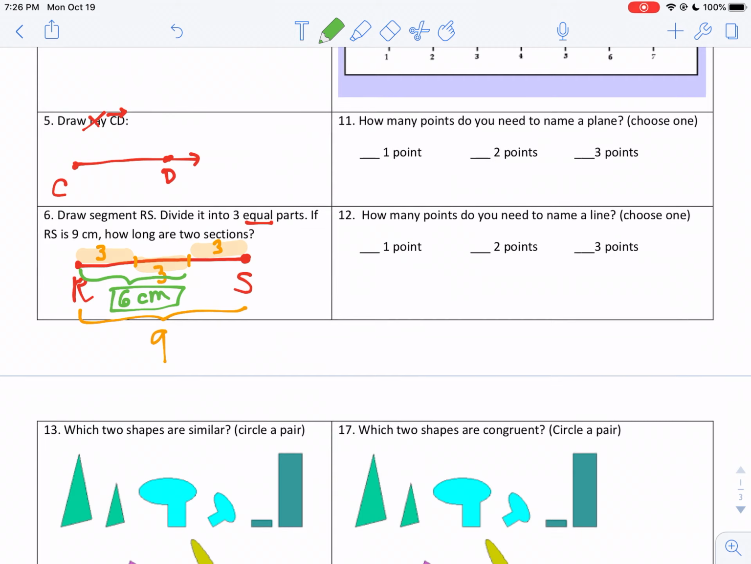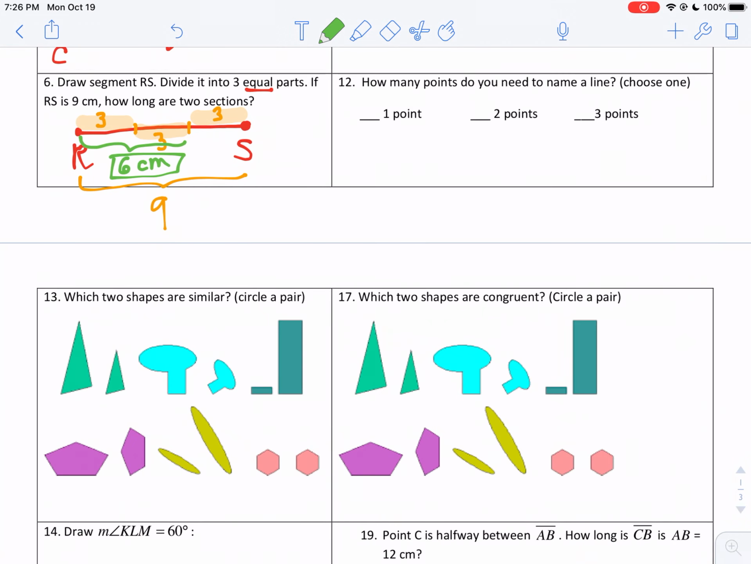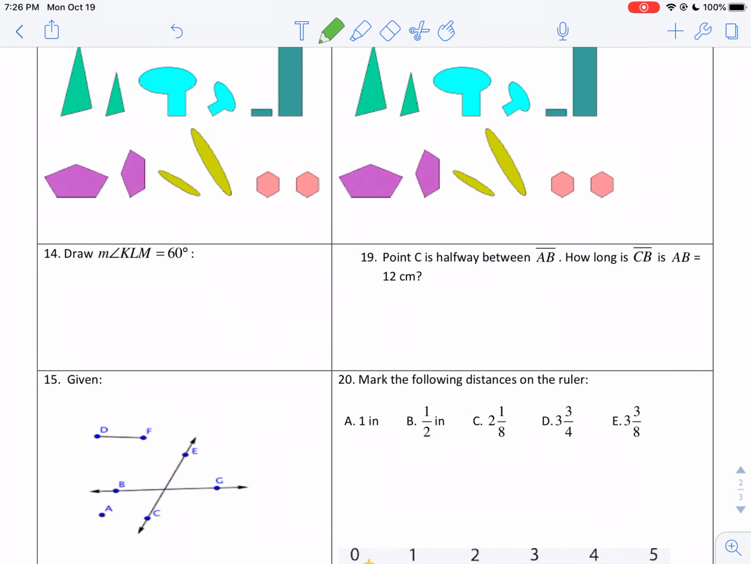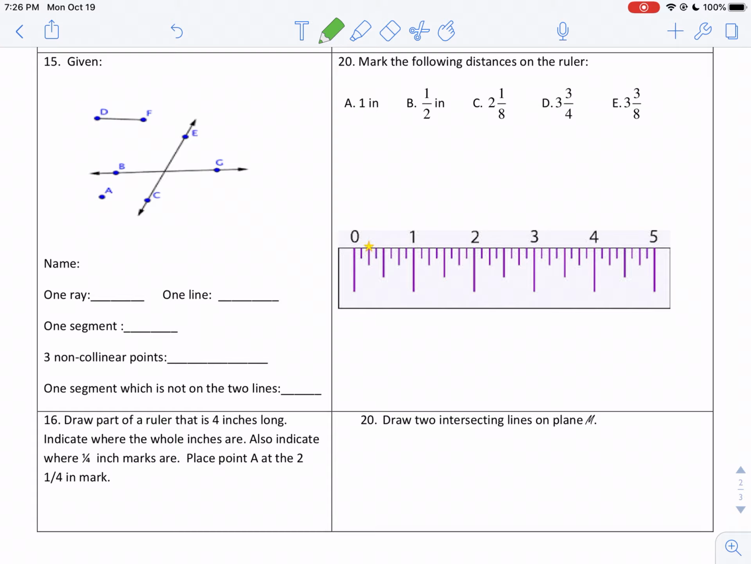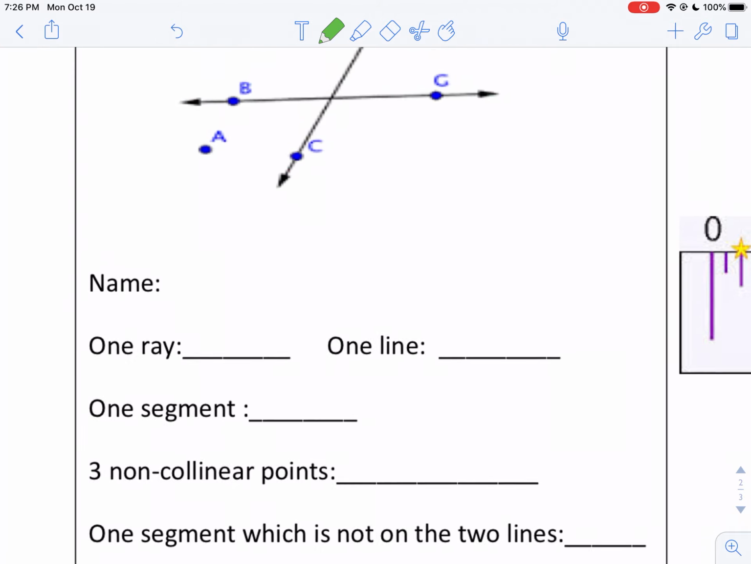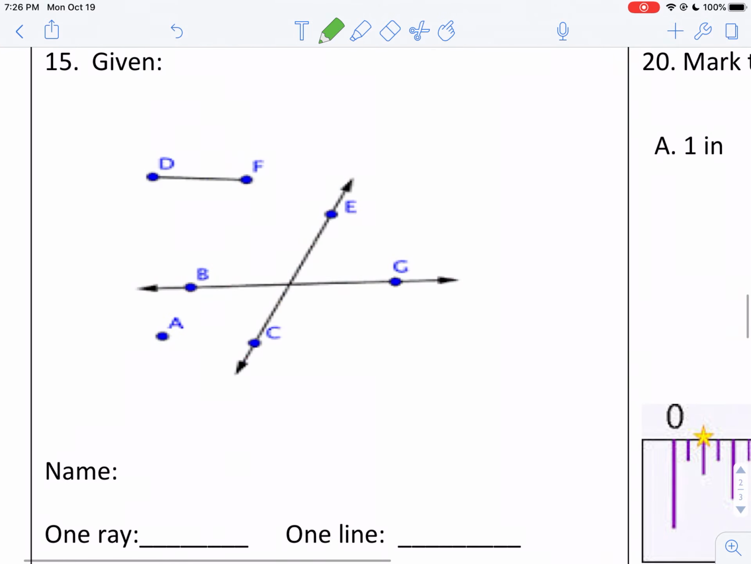Okay. Let's see. I think the only other thing that I need to do, let me do number 15 again. I just want to remind you that in this diagram there are a lot of things. There are a lot of points. You have point D, point F, point B, point A, point C, point E, point G. You have a lot of points. You also have a lot of segments.